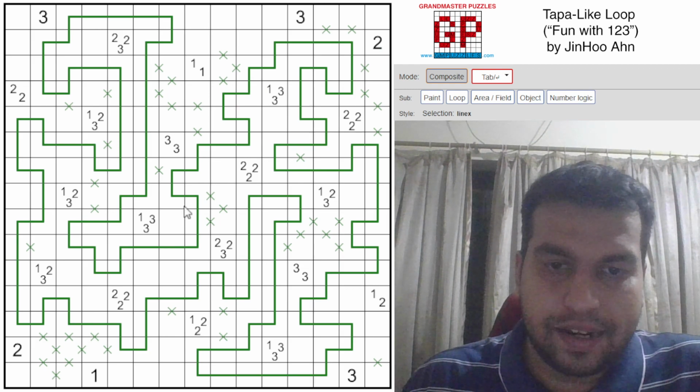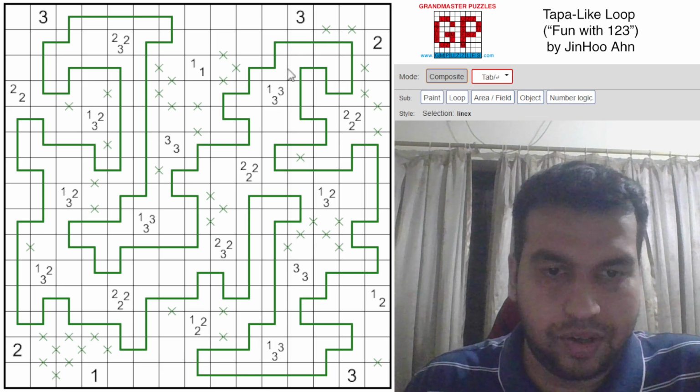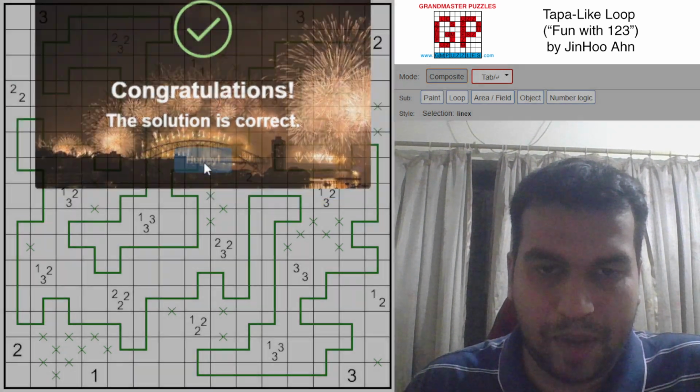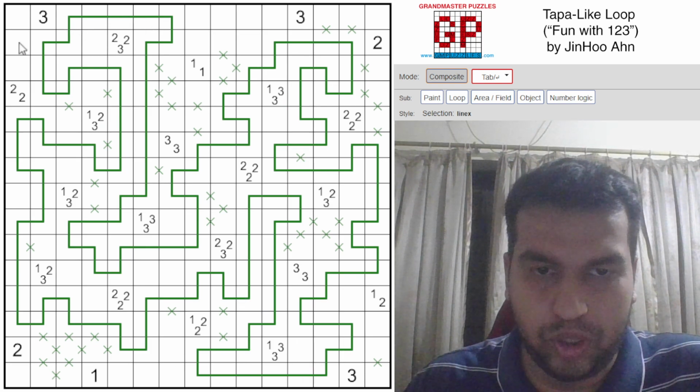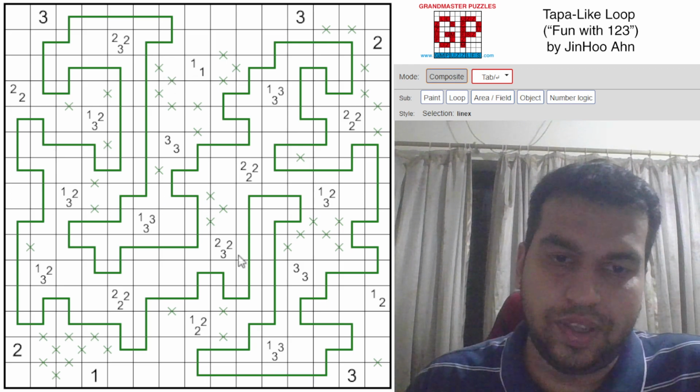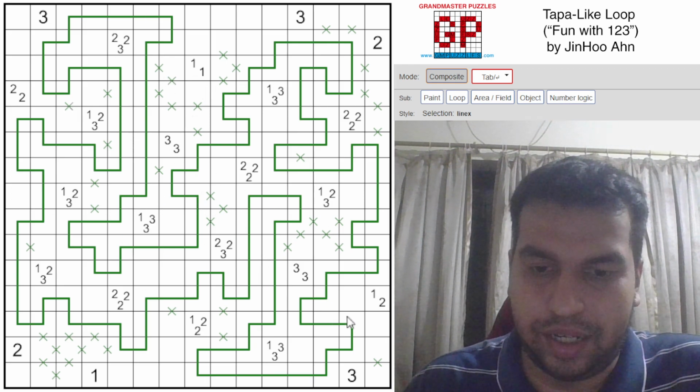So a challenging Saturday puzzle. We looked at a lot of patterns, a lot of new things were used, especially this one. This corner pattern was very useful to get started on both of these corners. And then a lot of the avoiding the loop closing prematurely, going around the grid.